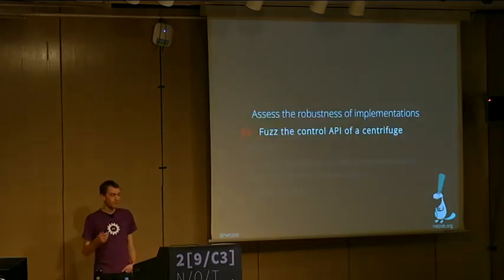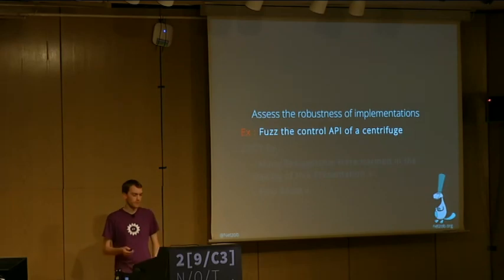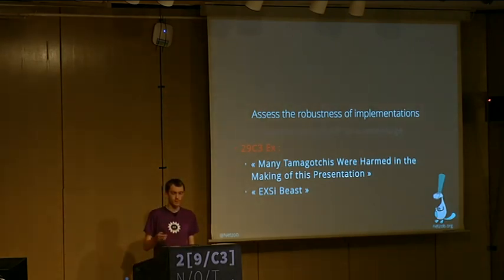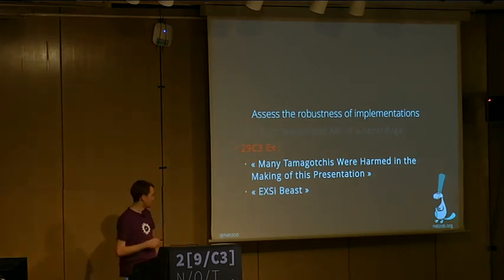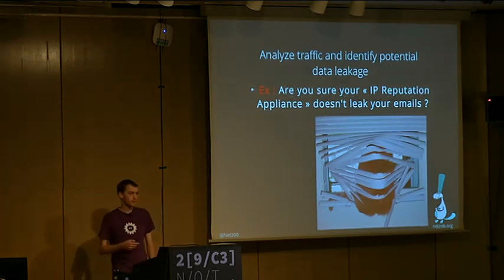So, why do we need to do reverse engineering? First of all, we like to do test analysis, robustness analysis of implementations of protocols, like if you want to fuzz a control IP of a centrifuge. If you saw some talks yesterday, they talked about fuzzing and vulnerability analysis of implementations of protocols, like those with Tamagotchi and ES6 binaries. You may want to analyze traffic to identify potential leakage of sensitive information, like if you want to be sure that your IP reputation appliance doesn't leak any sensitive, critical information.